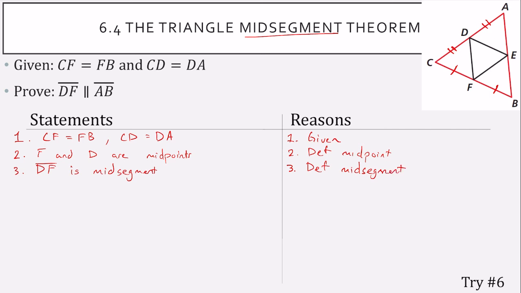Now, if it's a midsegment, what do you know about midsegments that we want to prove? Oh, that's right. We know that the midsegments are parallel to the third side. Therefore, DF is parallel to AB. Reason, it's not the definition of midsegment. That's just saying it connects the midpoints. What it is, it's the midsegment theorem. Or I guess the triangle midsegment theorem. Why don't you pause this and try number 6.